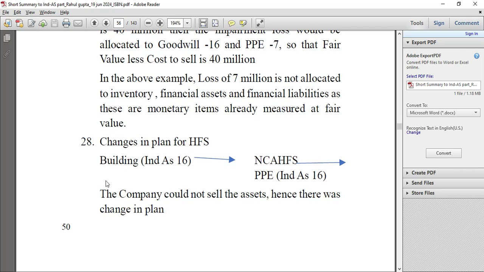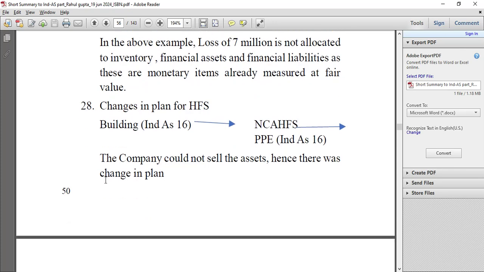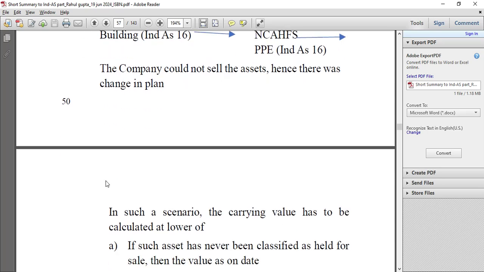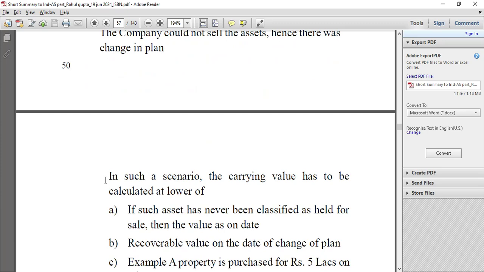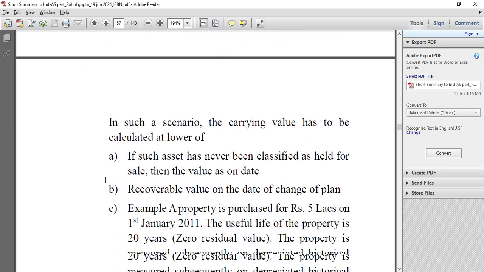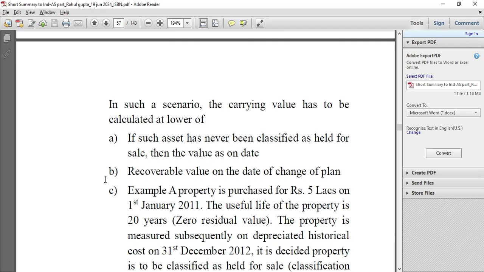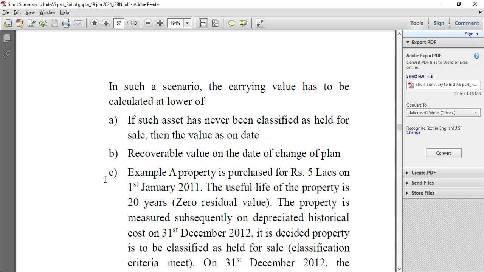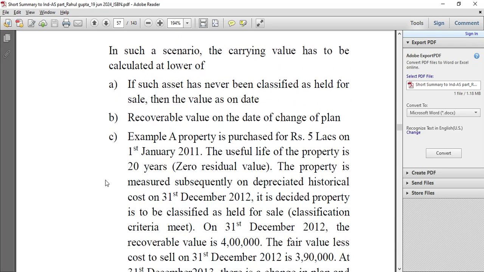Building India 16, NCHFS PPE India 16. The company could not sell the assets, hence there was a change in plan. In such a scenario, the carrying value has to be calculated at the lower of: if such assets had never been classified as held for sale, then the value as on that date, or the recoverable value on the date of change of plan. Example, a property is purchased for 5 lakhs on 1st January 2011.